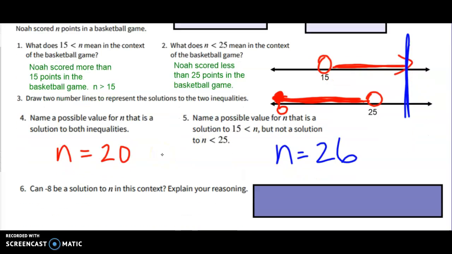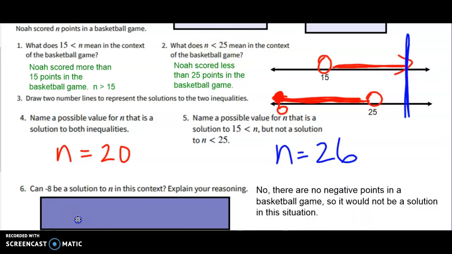Well, how about number 6? Can negative 8 be a solution to n in this context? And we're playing basketball here. Could it be a solution? No, it could not. We're playing basketball, so no negative points in a basketball game, so it would not be a solution in this situation.